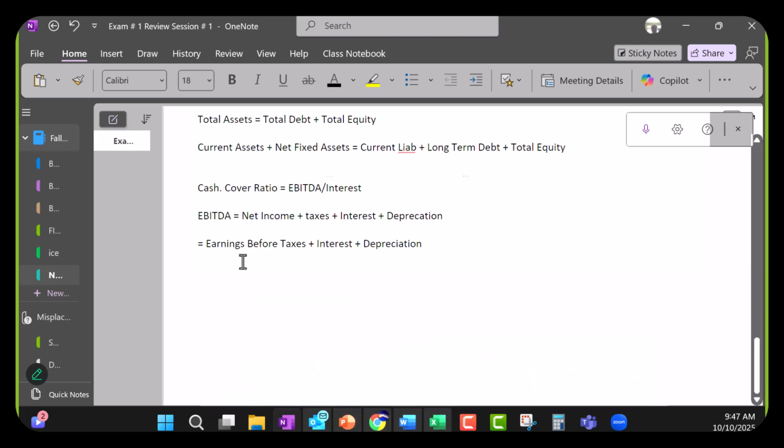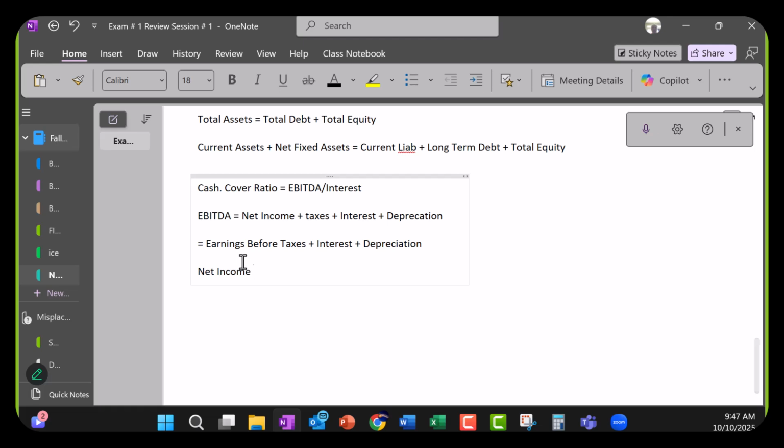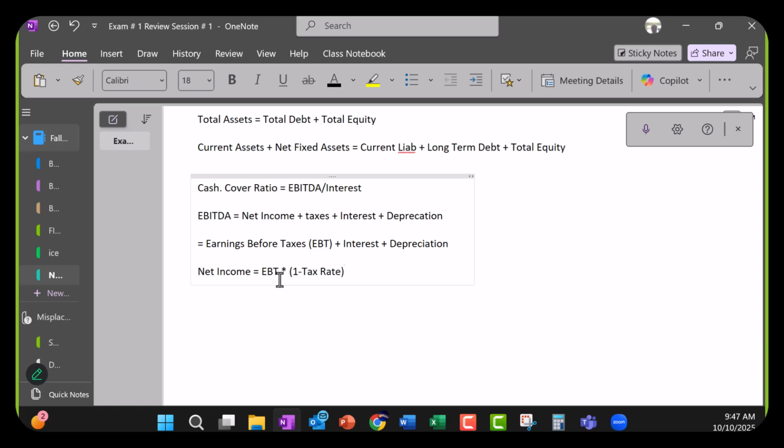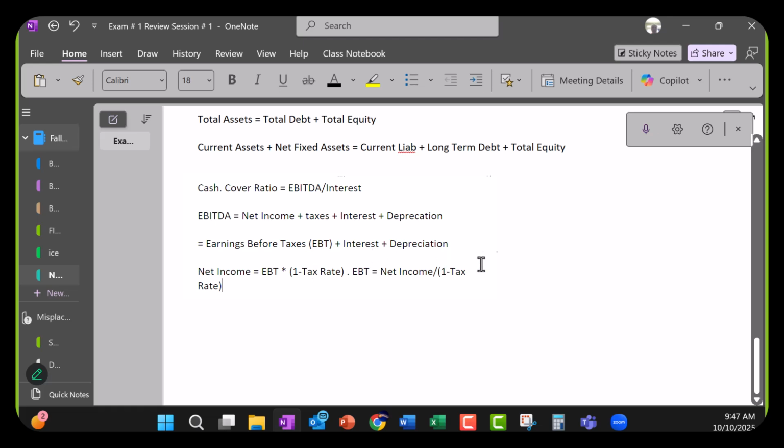Well, let's remember net income. I'm going to shorten earnings before taxes to EBT. Net income is EBT times 1 minus tax rate, correct? Well, that means EBT is equal to net income divided by 1 minus tax rate. Since we already have net income, we're pretty much home.